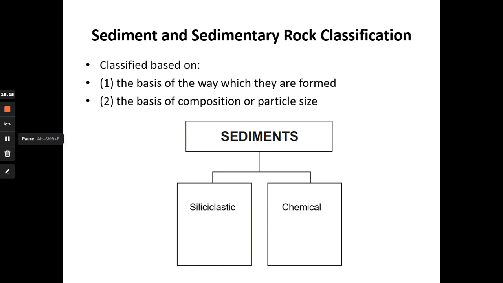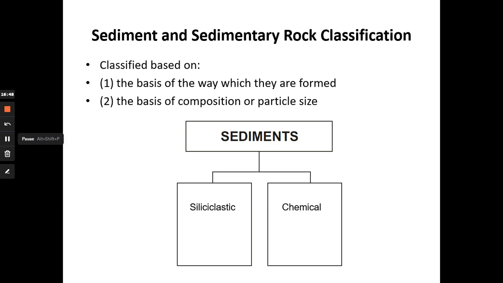So sediments and sedimentary rocks can be classified based on two criteria. One is the origin, the way that they were formed. Okay? Maybe through chemical precipitation, or was it from physical breakdown? You also need a second criterion, which is composition or particle size. What is the composition of your grains? That's going to be helpful also in classifying the different types of sediments.